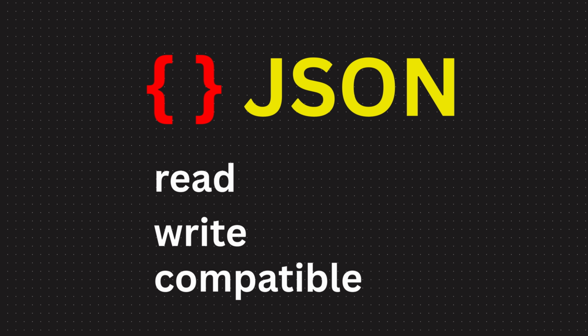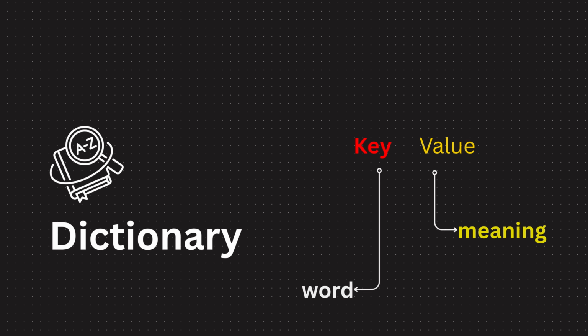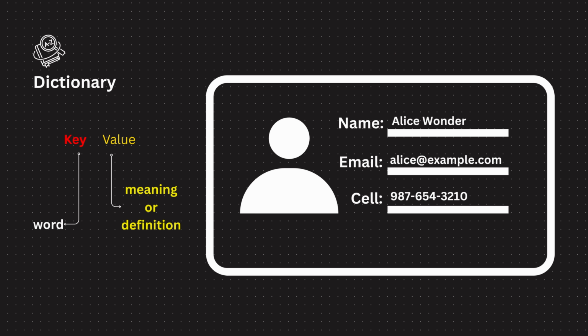It does this using one simple concept. It is just like a dictionary. The key is the word you look up, and the value is the definition. Let's see it in action with an example you use every day. This is a contact card. It has labels or keys like name, email, and phone number, and next to each one it has the information, or the value. Let's turn this into JSON.